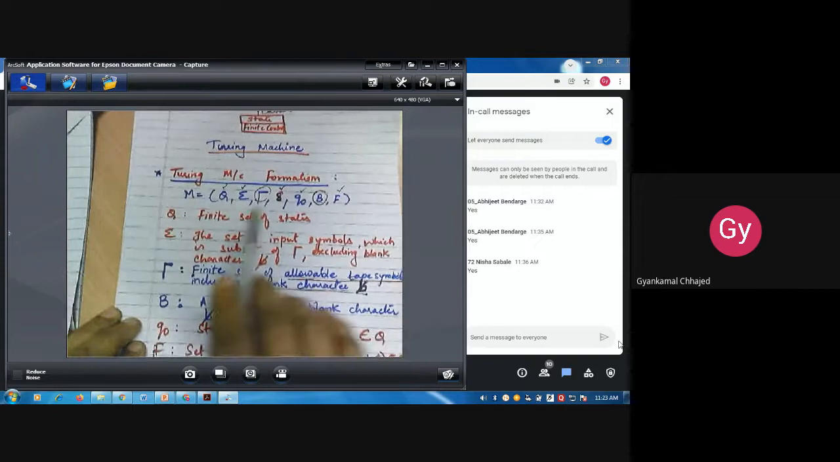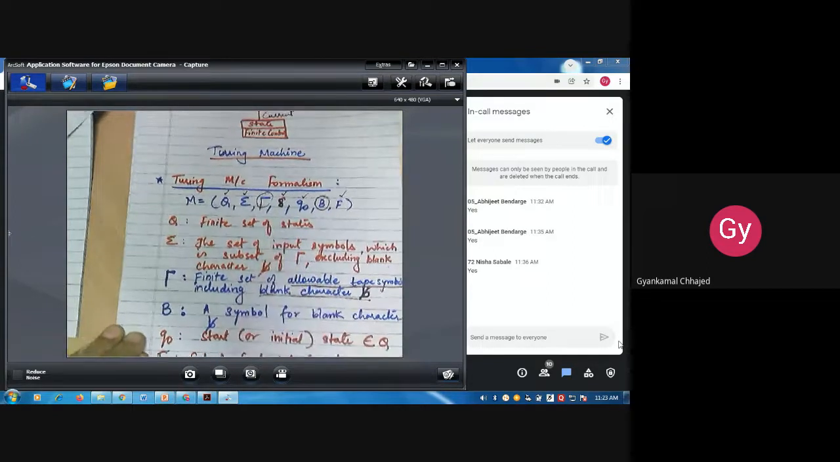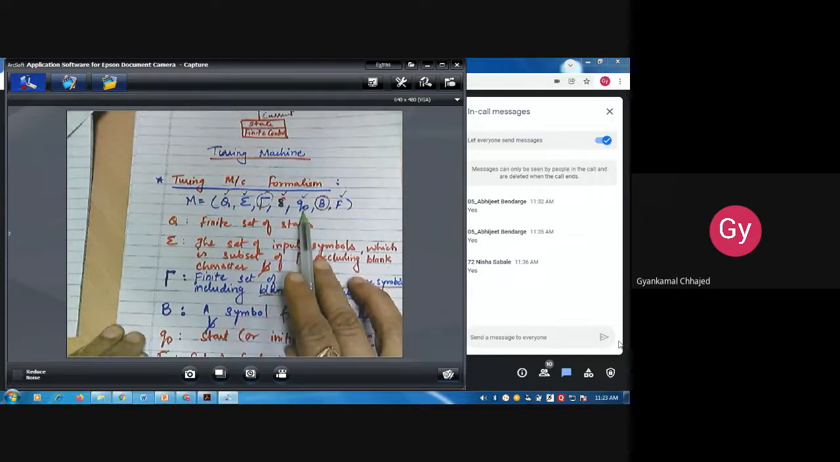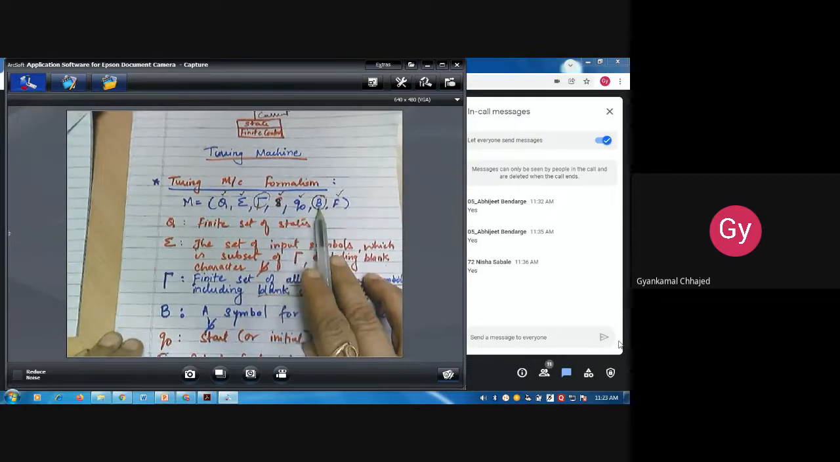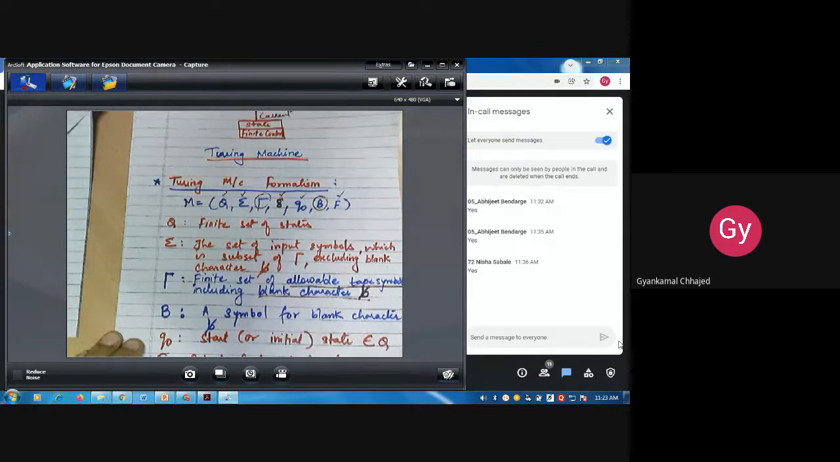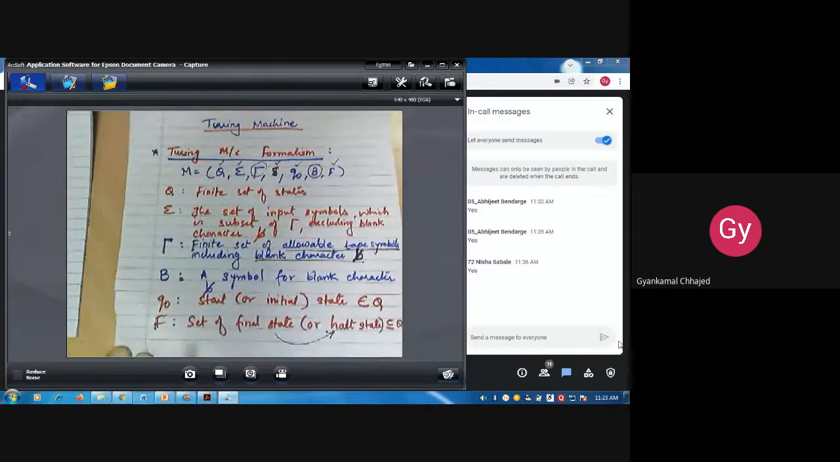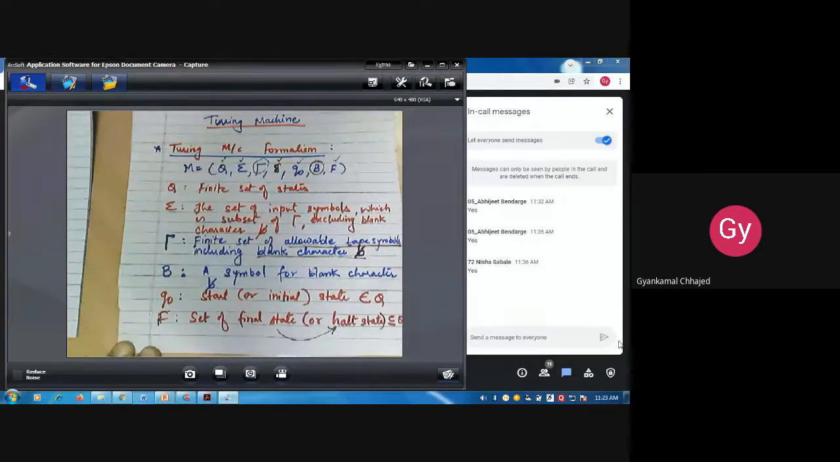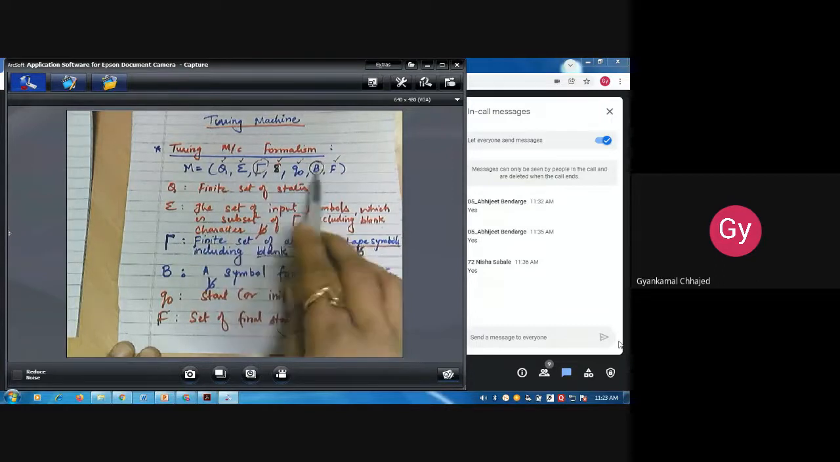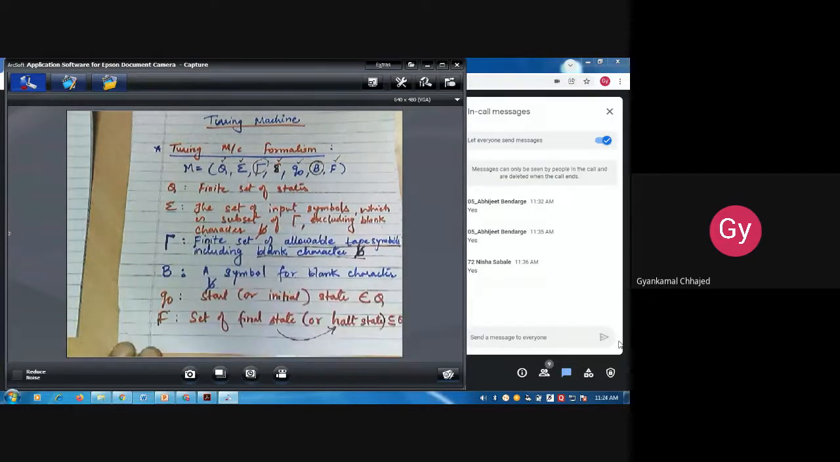Next, the delta function represents your state function. Q0 represents your initial state. B represents a special symbol, which represents a blank character. It depends on which character you want to use. And F represents the set of final states. In a Turing machine, we generally use the halt state for representing the final state, which is again one of the states in the finite set Q. So these seven parameters represent the Turing machine.